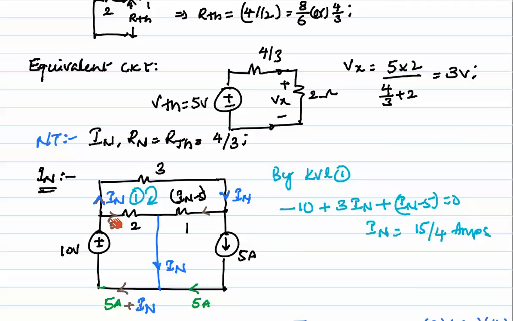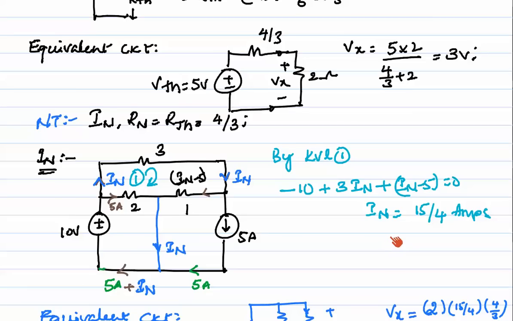That means in this branch, 5 amps is the current flowing, and the remaining IN is going to flow like this. So by KVL at this particular loop, we get minus 5 into 2 minus 10, IN into 3 plus, again coming back here, IN minus 5 into 1. By solving this, we will get IN as 15 by 4.